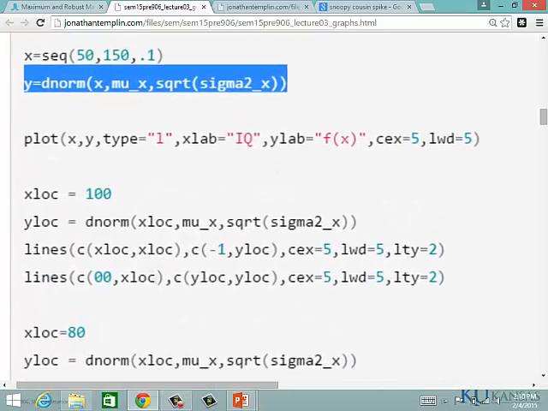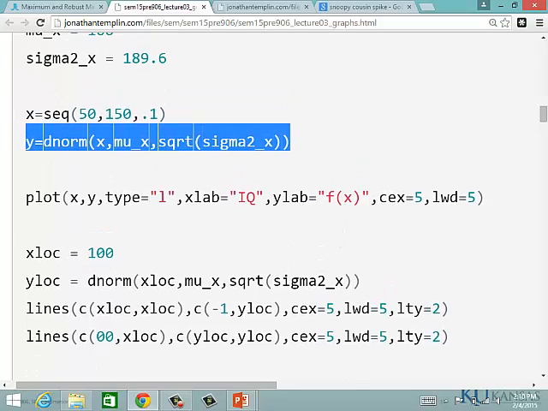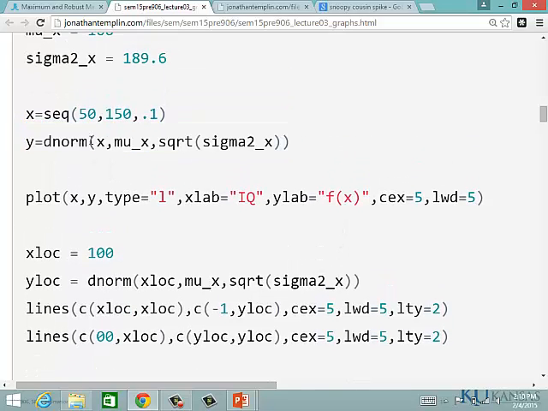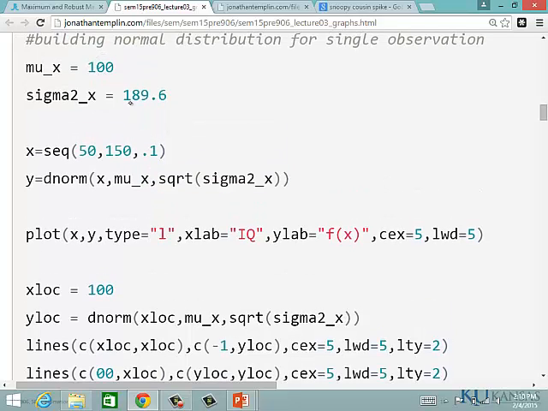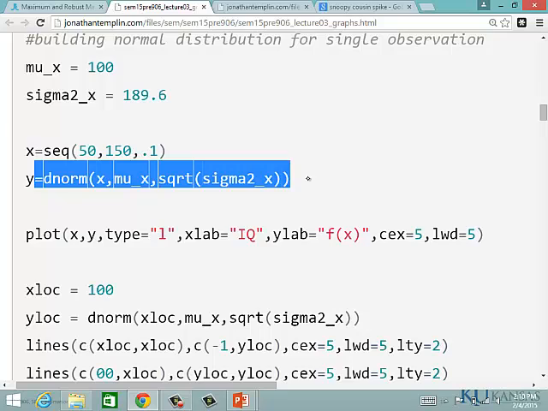I don't know if you can see that. Dnorm, right there. You give it x, you give it mu, you give it the square root of sigma, and I plugged in mu as 100 and sigma as 189.6. I actually defined a range of x's. You're not going to have to do that for your homework, but you're going to have to do a single value of x or multiple single values of x. So this is kind of the answer to some of your homework right here. Dnorm gives you the height.